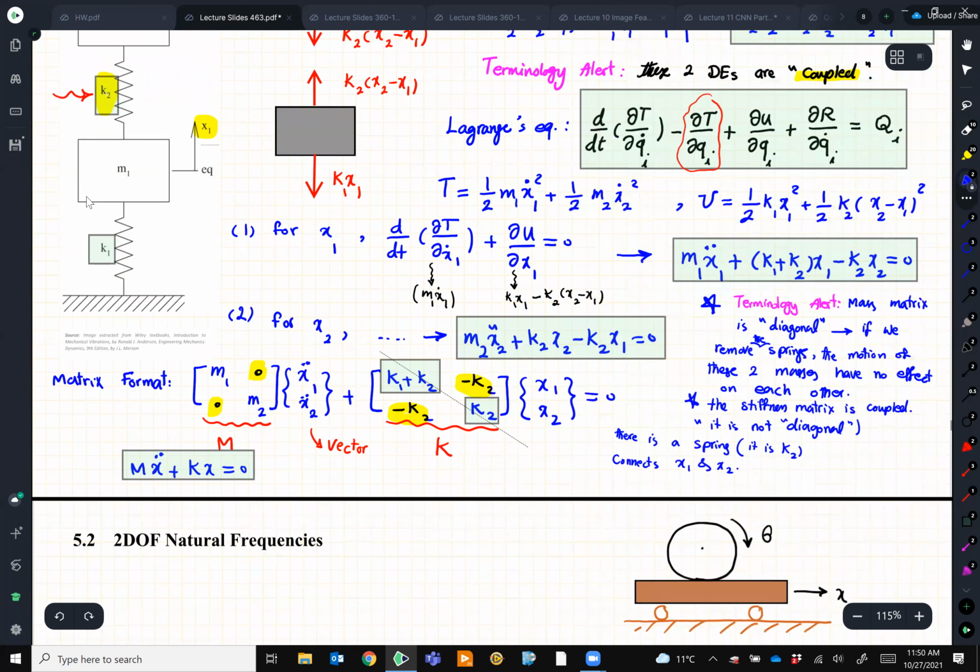And what I would write here, the diagonal. Sorry, we talked about the off diagonal. The diagonal elements are the sum of stiffness attached to each variable, or to each mass. Okay?